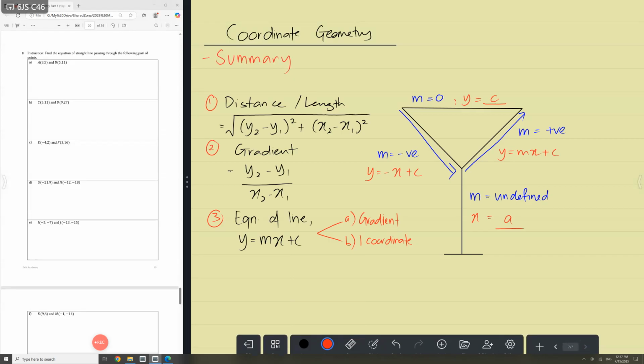Thank you so much, guys. I have summarized coordinate geometry for you. Find out where your weakness is, where you think you need to work on, and straight away get into that section and do your practice.